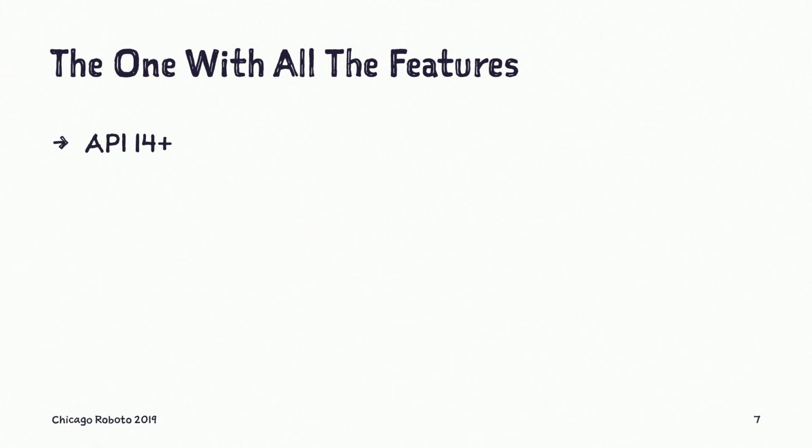Let's look at what it has to offer. It supports API level 14 and above, so that is one good thing. You don't need to bother with broadcast receivers, alarm managers, or job scheduler for that matter. All of those things are taken care of, and if you support API level 14, you can still use this.